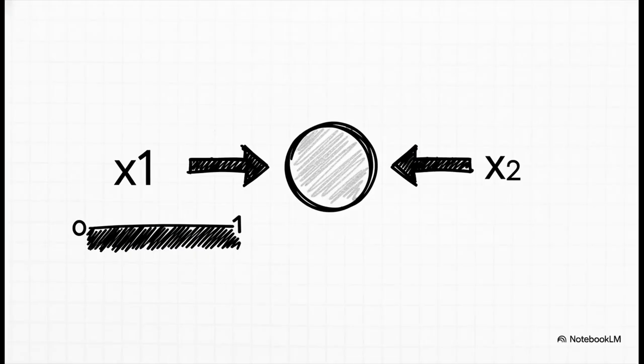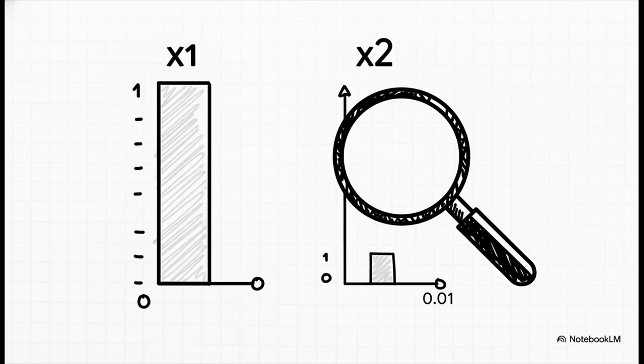All right, let's cook up a super simple example. Imagine a neural network with just two inputs. We'll call the first one x1, and let's say its values range from 0 to 1. Pretty standard stuff. Okay, now here's the catch. The second input, we'll call it x2, has a way smaller range, like from 0 to just 0.01. So think about that. One input is on a scale that's literally 100 times larger than the other.